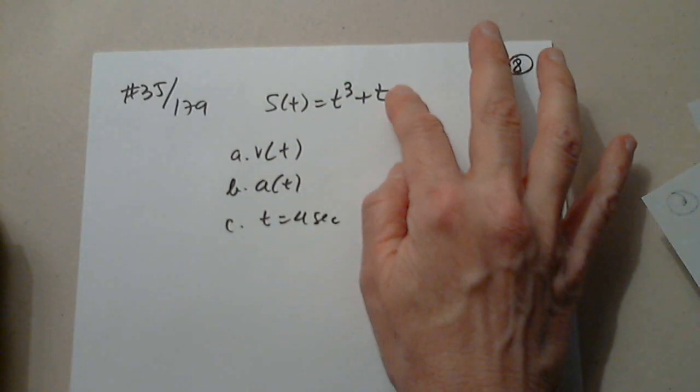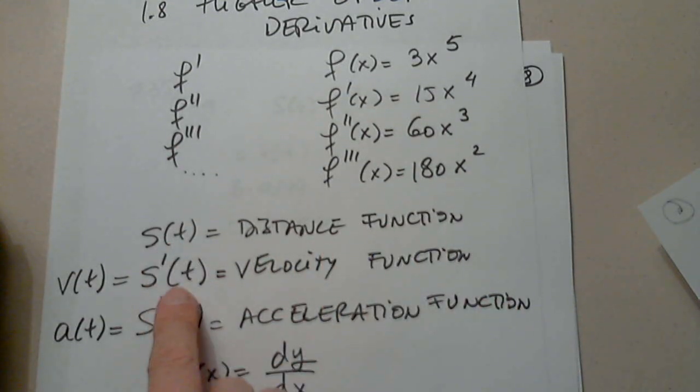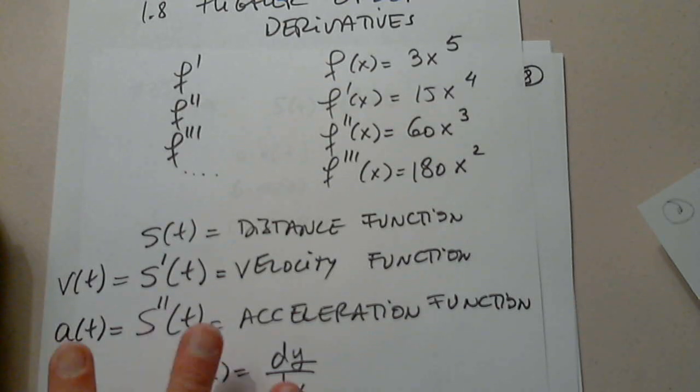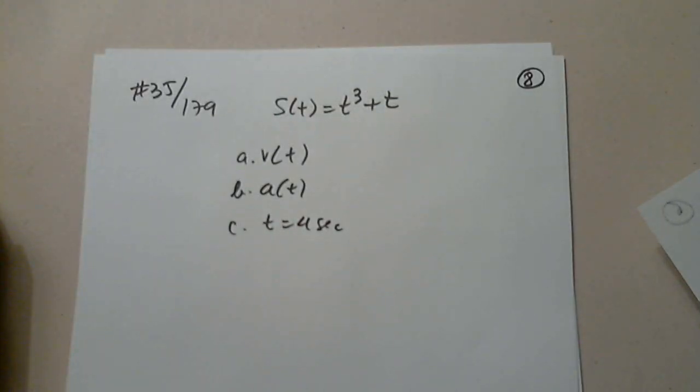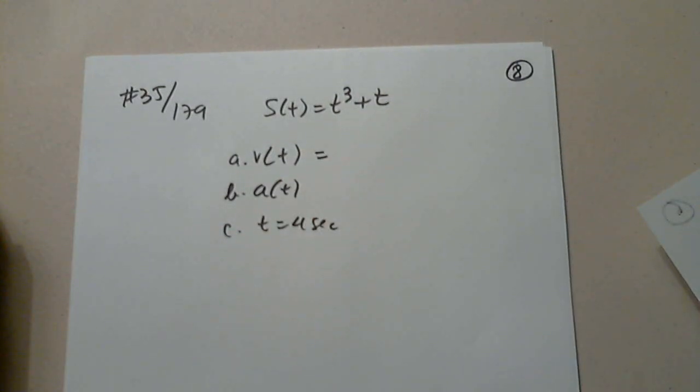So this is a distance function. So we have the distance function. We differentiate it to get the velocity. We differentiate this again to get the acceleration. So can anyone help with the velocity?